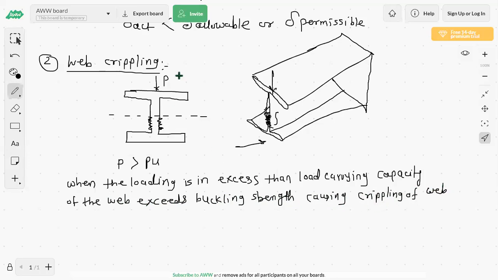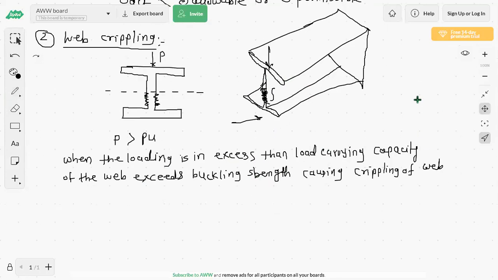Here web crippling is nothing but, if the loading is in excess of the load carrying capacity, then your web will be crippled, and due to this crippling the second mode of failure will happen, that is the web crippling. First failure due to deflection, second failure due to web crippling. Are you getting? If such a theory question is asked, at that time you have to draw the sketches and write this sentence. This is very important.